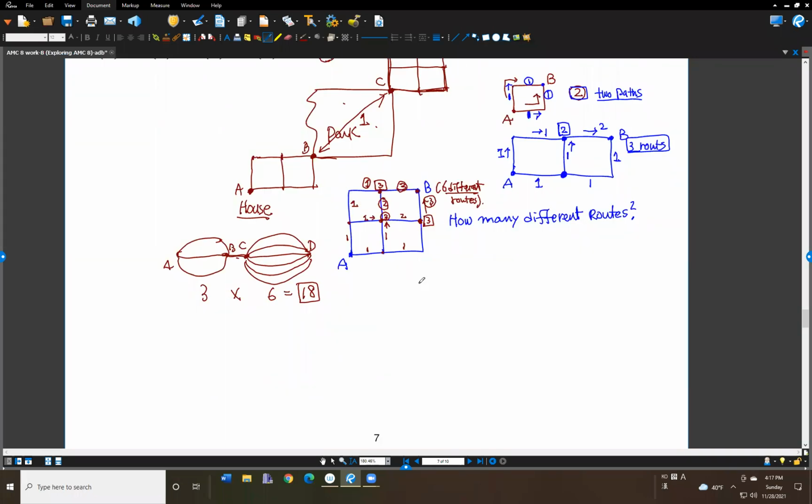Okay, I'm going to give you another question, a little more difficult one, okay? So we have 3 by 3 blocks. This is more work. I'm not going to do 3 by 3. Okay, 3 by 3. Let's try this one. So we're going to go from A to B. How many different routes can you find out?